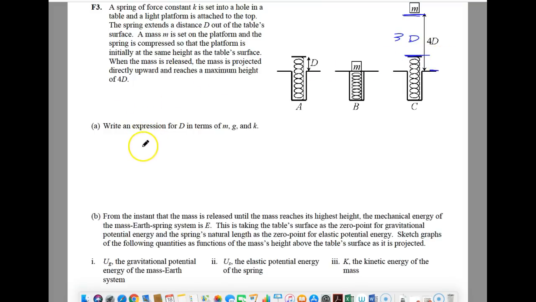Next thing they want us to do is write an expression for D in terms of mg and k. So those are the only things that we can have other than constants or halves or things like that. We know that when it's compressed, it's got spring energy. The energy in a spring is equal to 1/2 kx squared. And we know that at the top, it's got potential energy due to gravity. Down at the bottom, we have potential energy due to the spring.